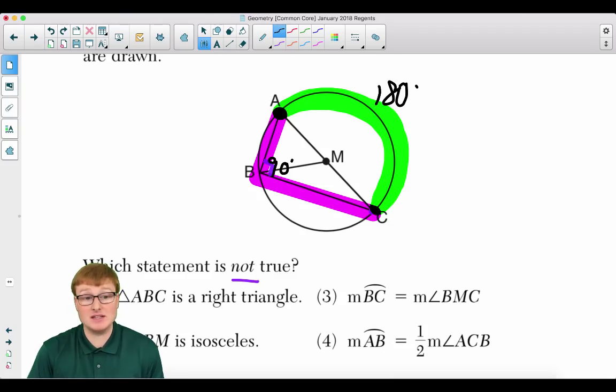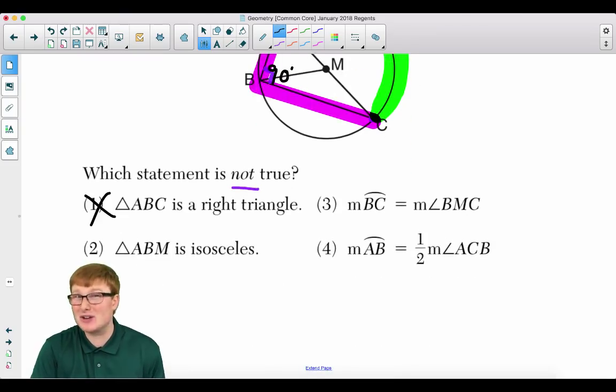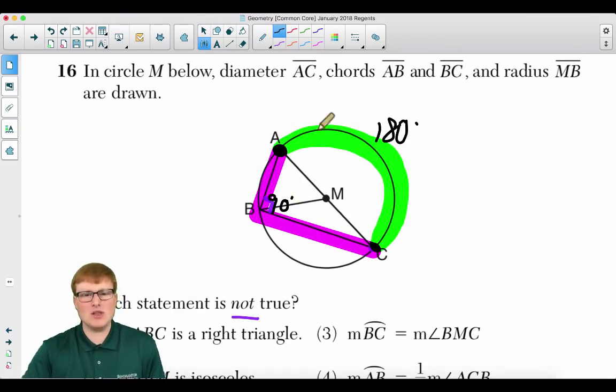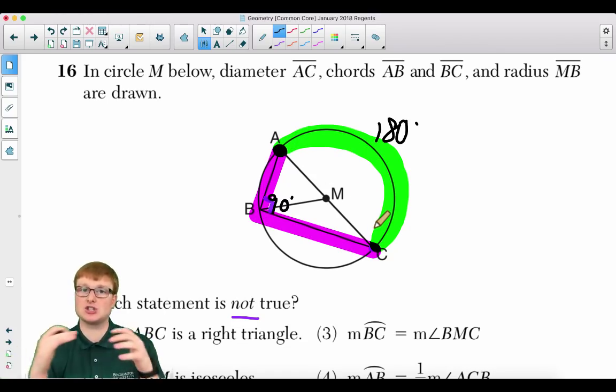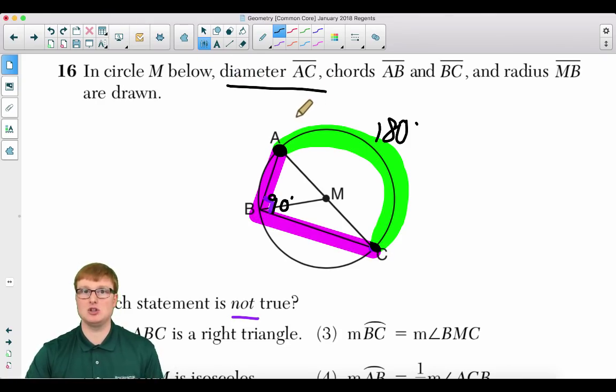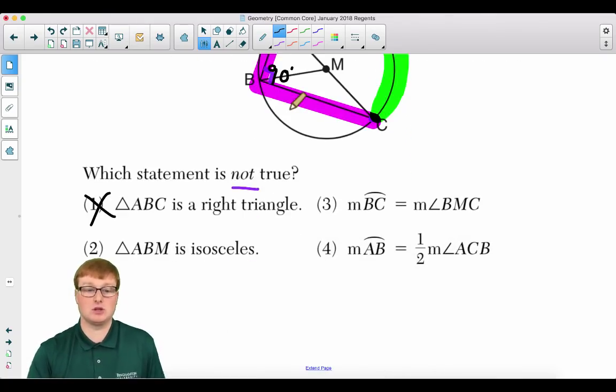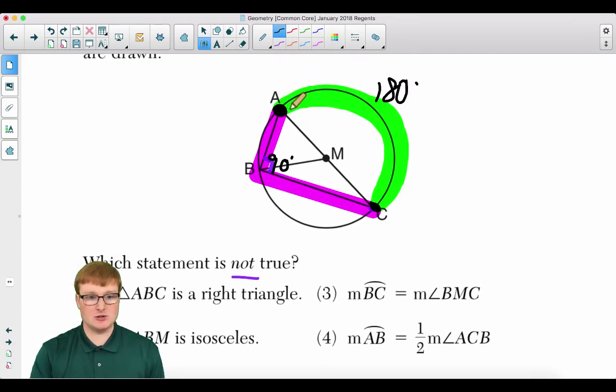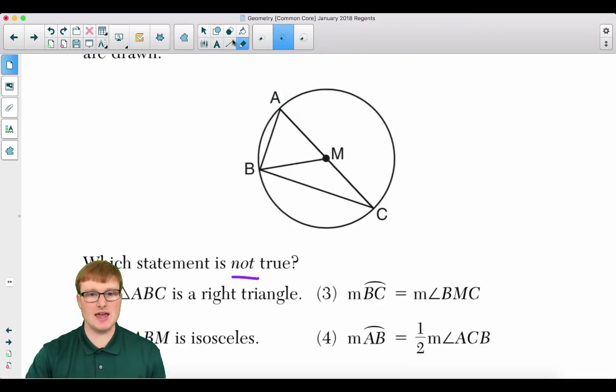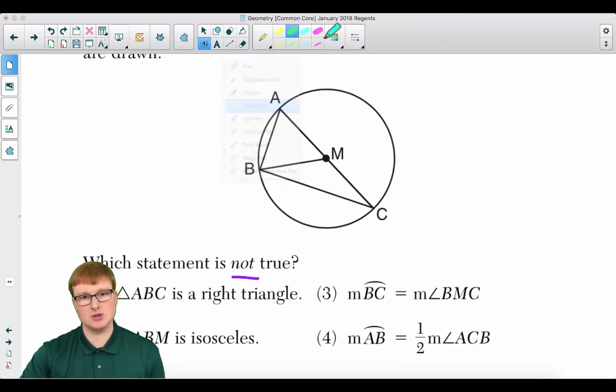It can't be choice 1 because we just concluded that it is a right triangle. And we know for sure that the points A and C do in fact create a semicircle because they tell you it's a diameter. So we know that that's absolutely true. Look for the one that's not true once again. So the answer is not choice 1. Number 2, triangle ABM is isosceles. So go ahead and fill it in.